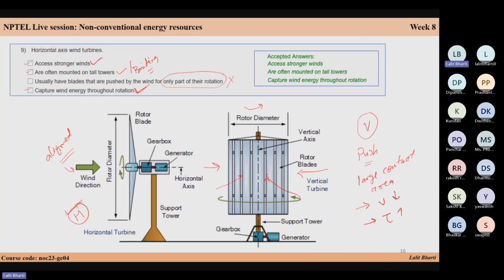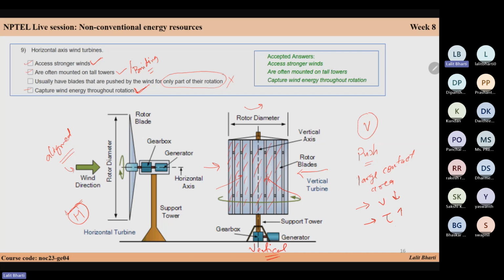Then we have the horizontal axis wind turbine again. So you can see your horizontal is again drag type or push type, because most of the area is covered here. This drag design is comparatively preferred more in horizontal type than in the vertical type windmills.